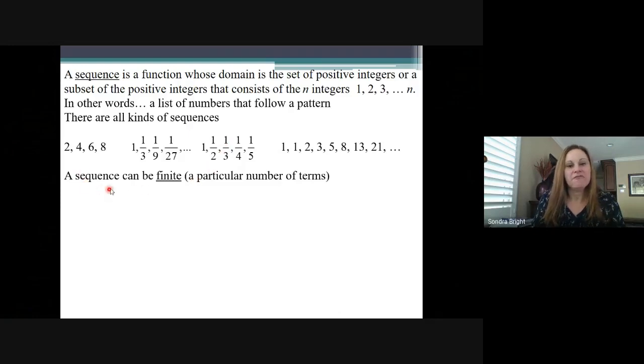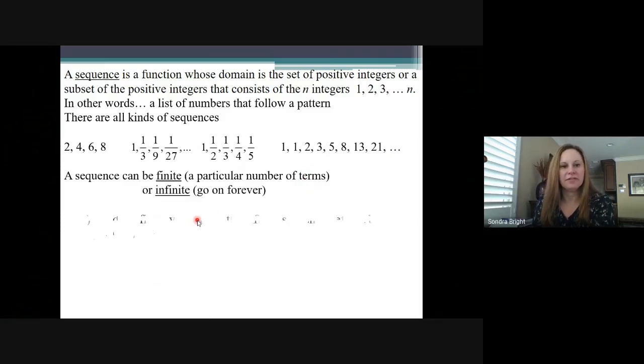So a sequence can be finite, which means that there's a specific number of terms. And how you can tell that is after this 8, there wasn't a comma and dots. So this sequence has only 4 elements. This one is an infinite sequence since it's got the dots. This one is a finite sequence. It only has 5 terms. And then this one is an infinite sequence since there's the dots. So the infinite ones, they go on forever and ever.